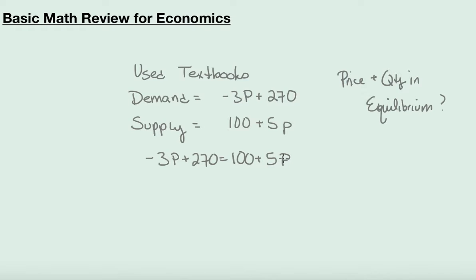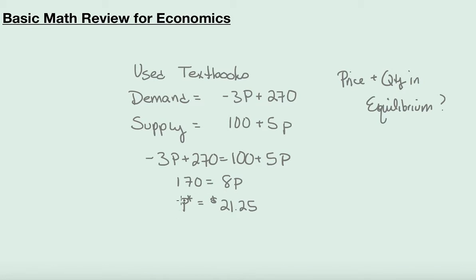Now we would simply isolate the variables: subtract 100 from that side, so we have 170 is equal to, bring this 3p over here, 8p, so that we find out p, and we'll put a little star next to it. p is equal to 21.25. We just divide both sides by 8.